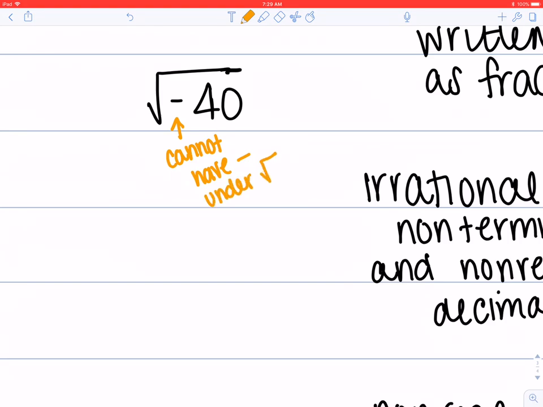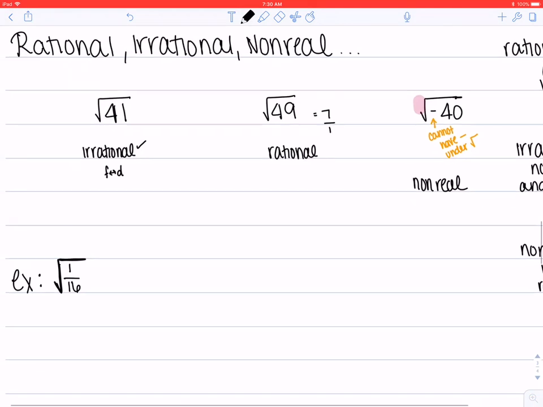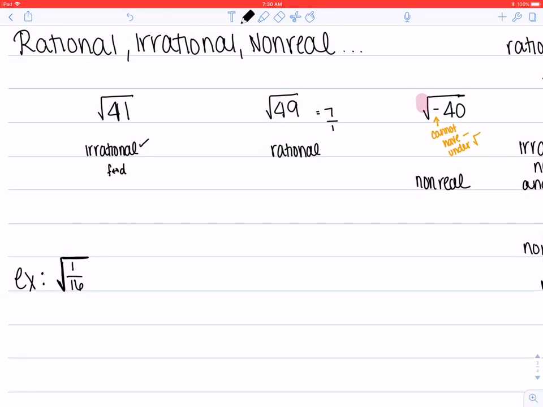It's impossible for us right now. We're going to learn how to handle it, but we don't know how to handle it right now. So if you have a negative under a square root, not a cubed root, under a square root, so something that doesn't have a number right here, just a plain old radical sign, that is going to be your non-real answer. So those are your three types of numbers: irrational, rational, and non-real.